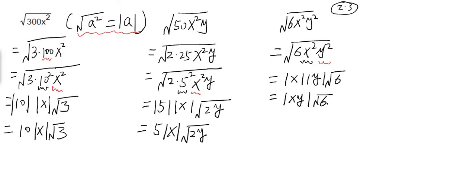That's the answer. Okay, so the key part is the formula. When you move out these two terms, you need to follow this formula: square root of a squared equals the absolute value of a.